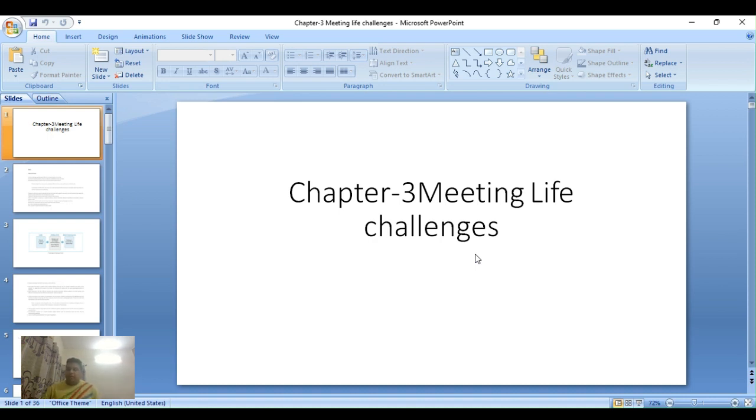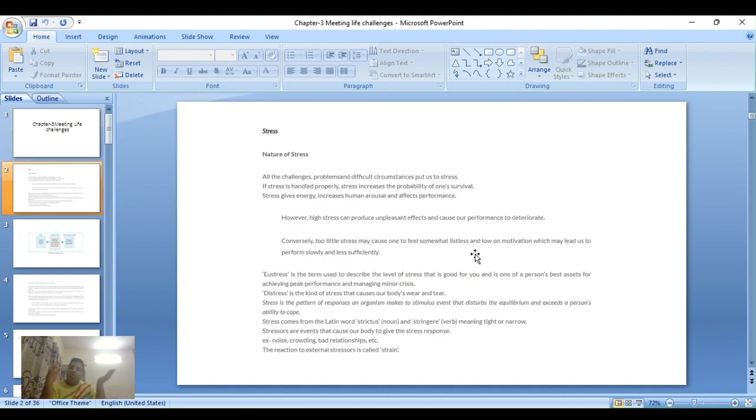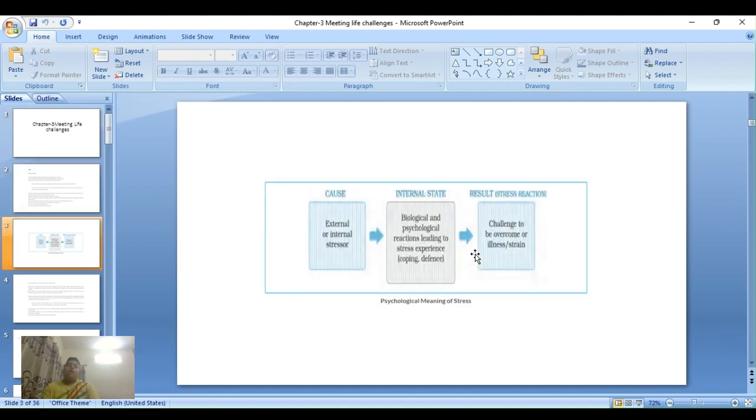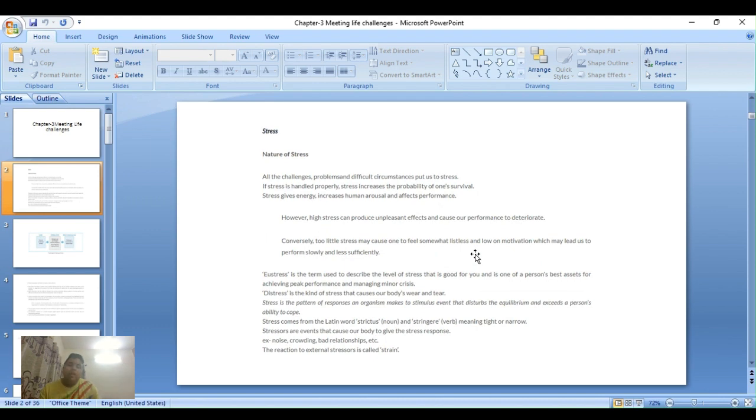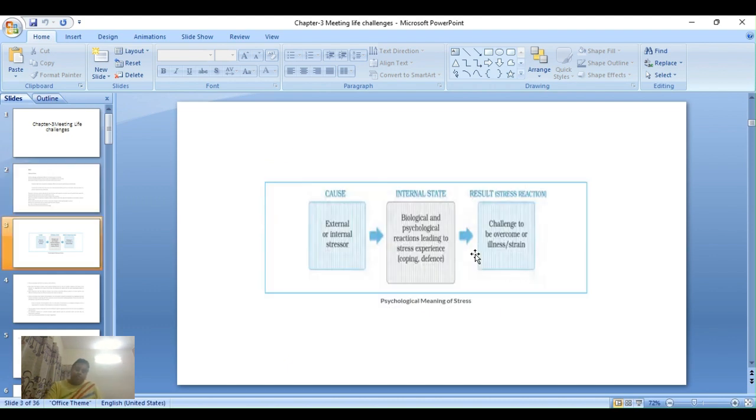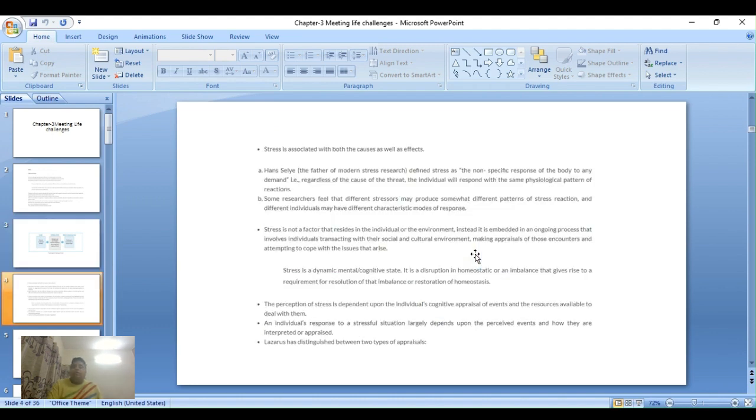We're about to finish this chapter, Meeting and Challenges. This is the sixth part, if I'm not wrong. So we've discussed the nature of stress, and the two types of stress, and where the word stress comes from. We have seen that the father of modern stress, Hans Selye, according to him, what is the definition of stress? And how people deal with stress nowadays and earlier also.